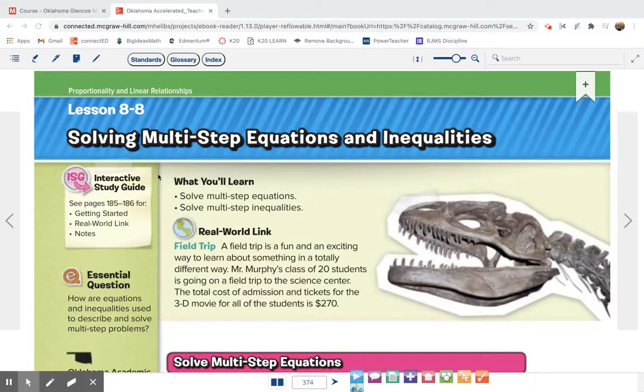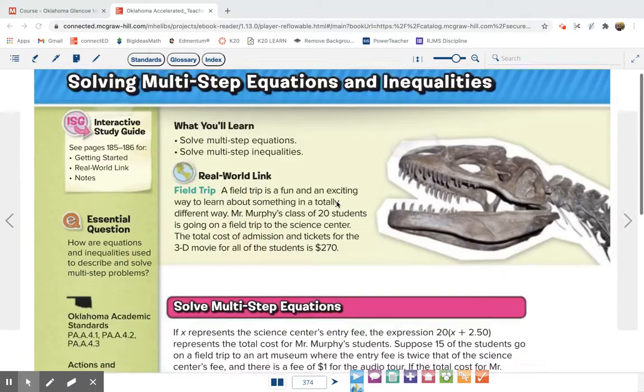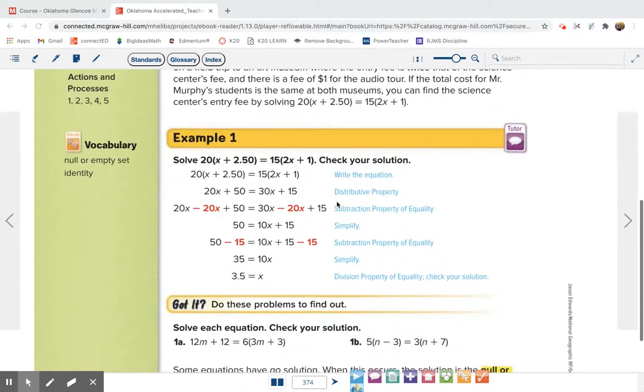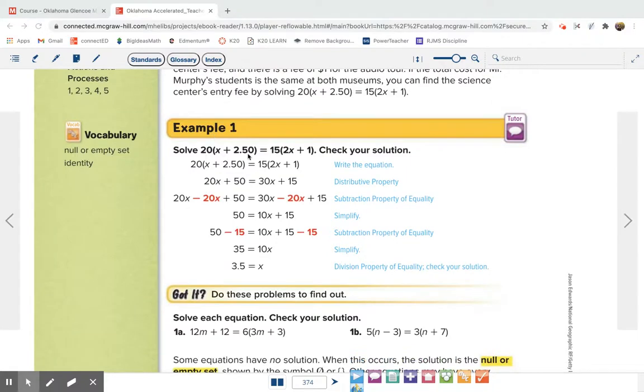So on your notes, this is lesson 8-8, solving multi-step equations and inequalities. So now we're looking at both, and they are multi-step, which means you can have more than just two steps, because that's what we've looked at in the past. On this first example, see, it's really long. So we have 20 times x plus 2.5 equals 15 times 2x plus 1.